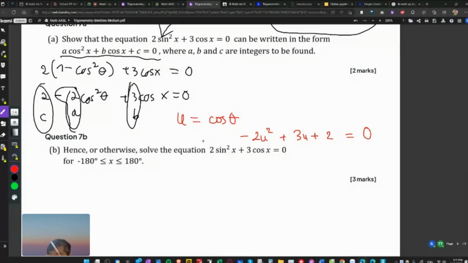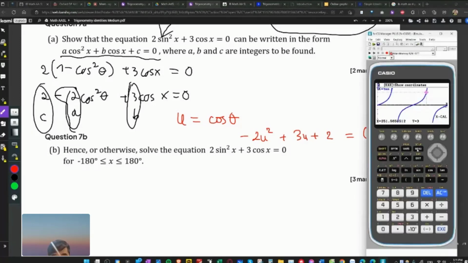I tried typing in 2 sine x squared plus 3 cosine into the graphing, and I got a really long graph. Can you also try it as well? Equal to 0. Okay, let me try that.